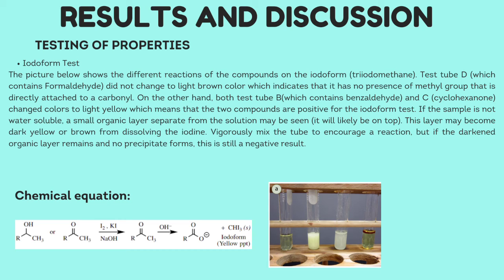First, test tube D, which contains formaldehyde, did not change to a light brown color, which indicates that there is no methyl group directly attached to a carbonyl. On the other hand, both test tube B, which contains benzaldehyde, and test tube C, which is the cyclohexanone, changed their colors to light yellow, which means that the two compounds are positive for the iodoform test. Moreover, acetone from test tube A also changed its appearance, but not to light brown. Instead, it changed from clear to a translucent appearance.